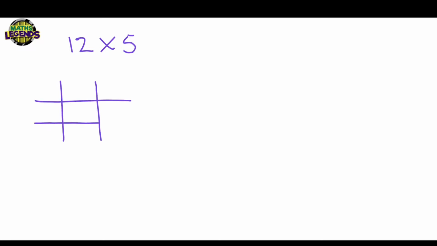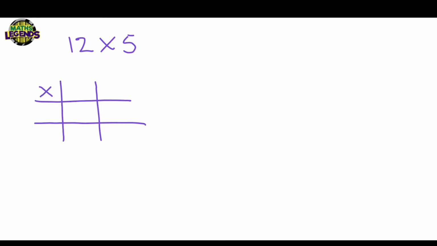In this video, we will look at how to multiply two-digit numbers. So let's say we have a question, 12 times 5. So what we do is we draw a grid, a bit like the noughts and crosses grid. And we put a times symbol in the top left.